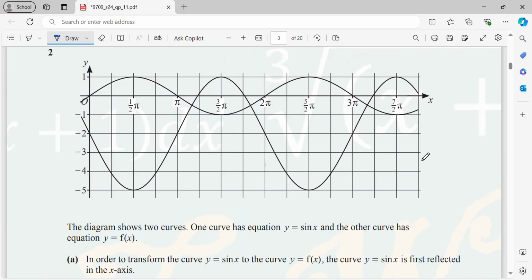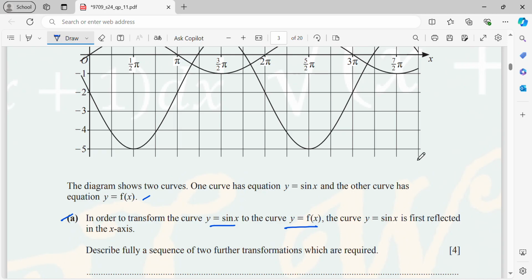Okay, question number 2. The diagram shows two curves. One curve with equation y equals sine x, and the other curve has y equals f(x). Now A, in order to transform the curve y equals sine x to the curve y equals f(x), the curve y equals sine x is first reflected in the x-axis. Now describe fully a sequence of two further transformations which are needed.